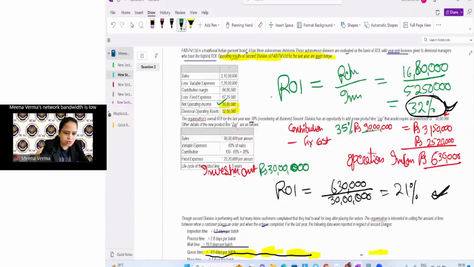Screen is visible or not? Screen is visible. Please write in comment quickly. Is there any problem? Please tell me.